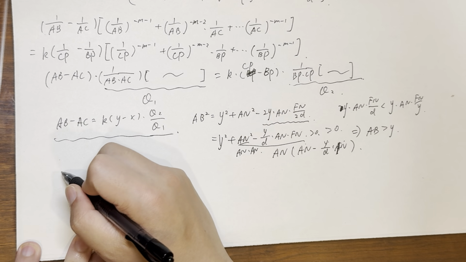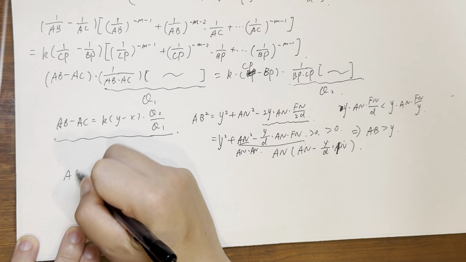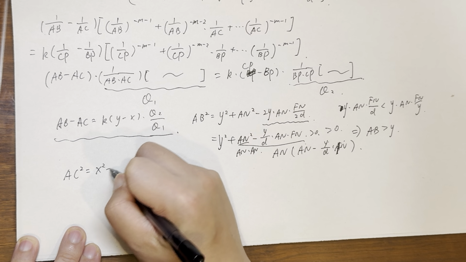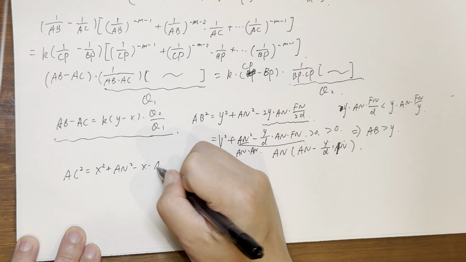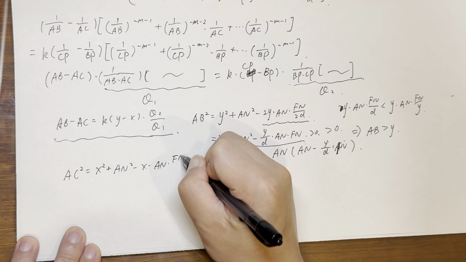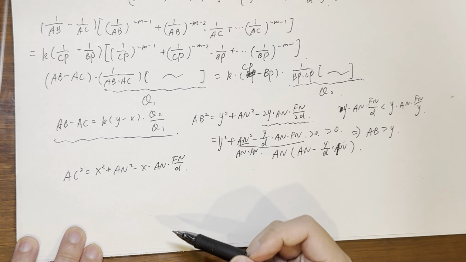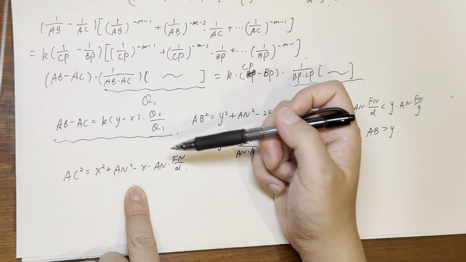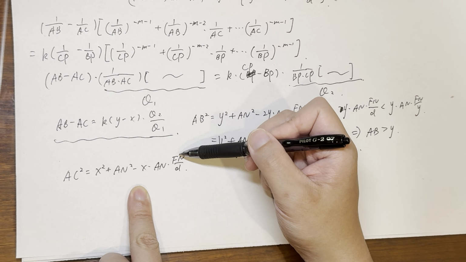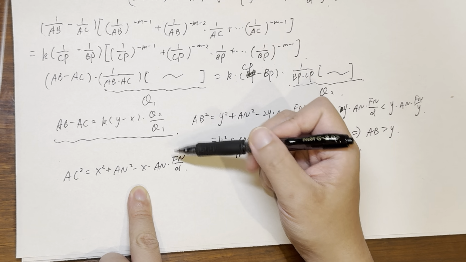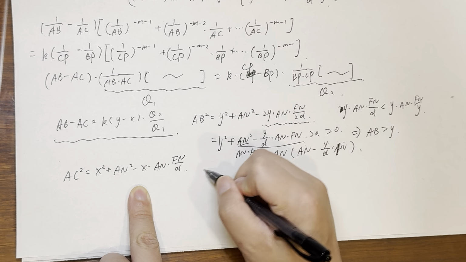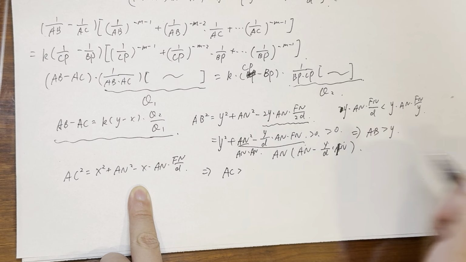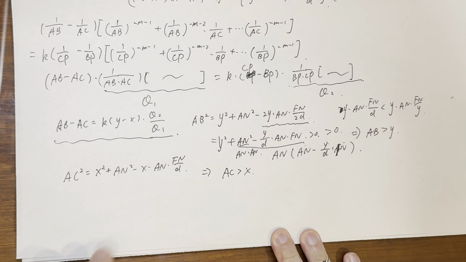Similarly, for AC, we have AC squared equals x squared plus AN squared minus x AN FN 2d. So AN is larger than FN, and d is larger than x. So we know that AC is larger than x.